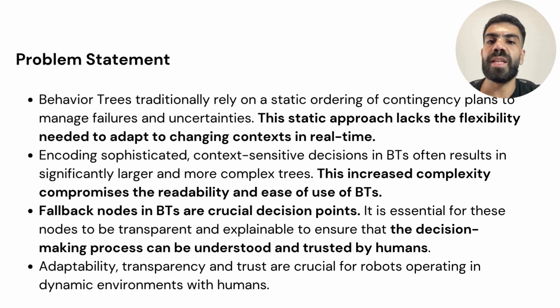We also identified that when we're coding context-sensitive decisions in behavior trees, the trees tend to be larger and more complex, and fallback nodes can be seen as crucial decision points. Some extensions of behavior trees have attempted to introduce adaptability to them. However, the decision-making process should be understood and trusted by humans, and current solutions do not offer any way to do that.